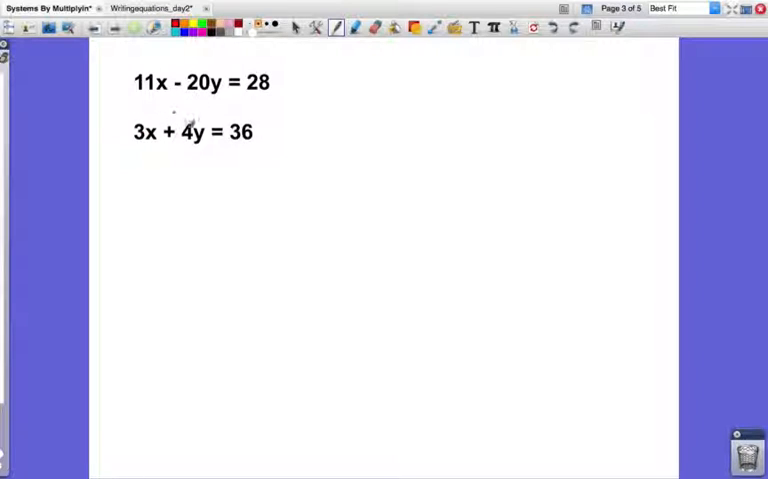And hopefully we might notice that if I multiply this 4 by 5 right here, I will have a positive 20, and that means that'll cancel out with the negative 20. So that's exactly what we're going to do. If I multiply this equation by 5, I'm going to be able to cancel something out, because this is going to become 15x plus 20y equals, let's see, 36 times 5. I'm just going to work it out really quick. 180.